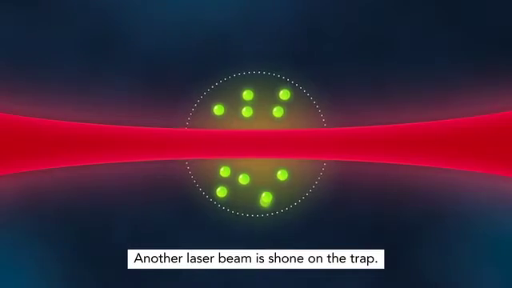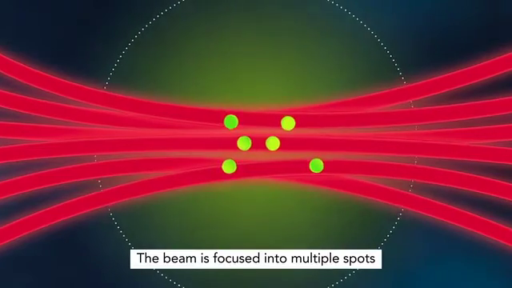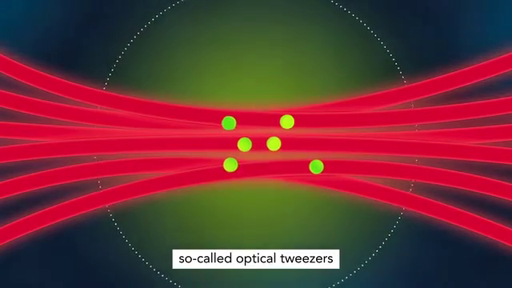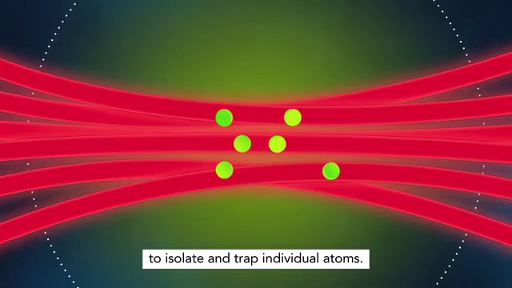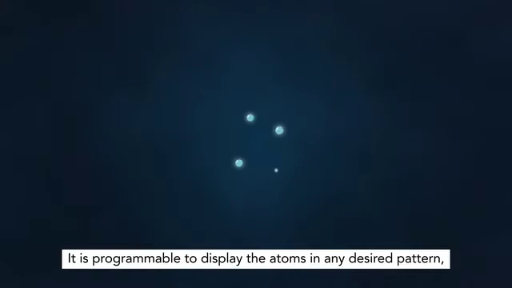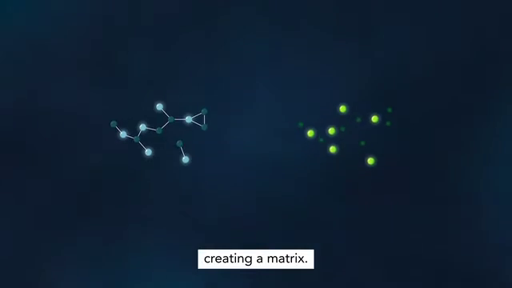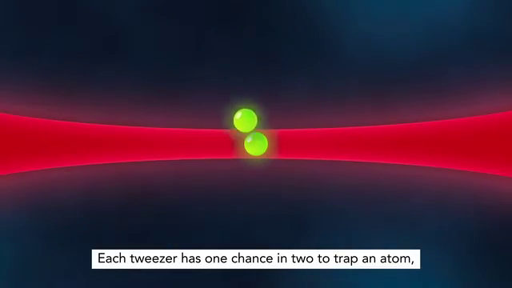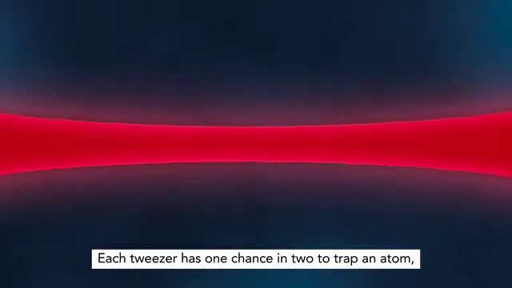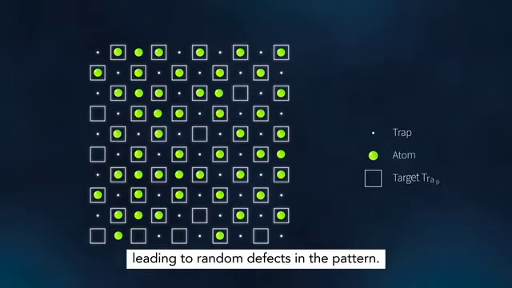Another laser beam is shone on the trap. The beam is focused into multiple spots, so-called optical tweezers, to isolate and trap individual atoms. It's programmable to display the atoms in any desired pattern, creating a matrix. Each tweezer has one chance in 2 to trap an atom, leading to a partial filling of the pattern.